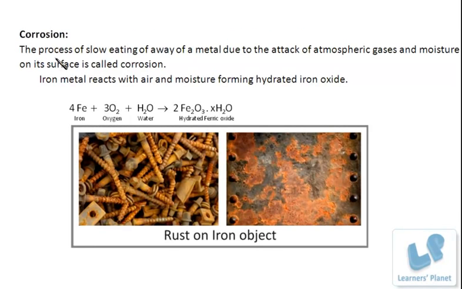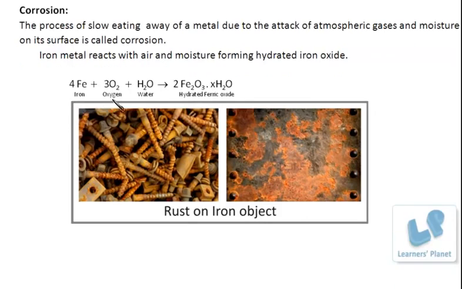What is corrosion? The process of slow eating away of a metal due to the attack of atmospheric gases and moisture on its surface is called corrosion. See, these are iron nails, which when exposed to moisture, have a brown colored substance accumulated on them. Likewise, this is a part of an iron bridge on which rust has accumulated. Now, this brown colored substance which is formed is called rust.